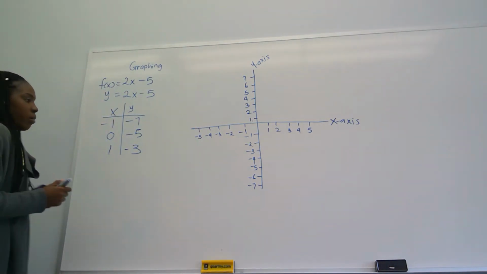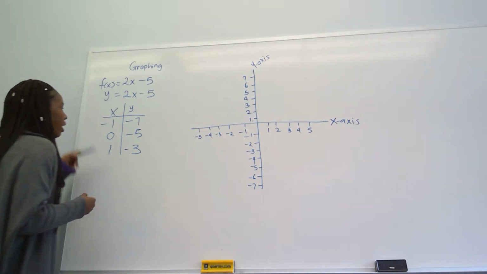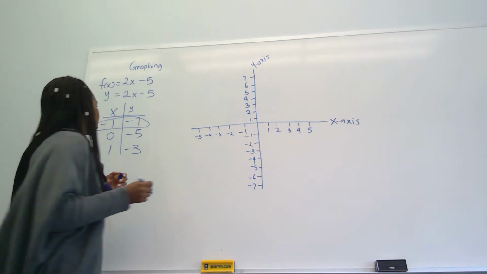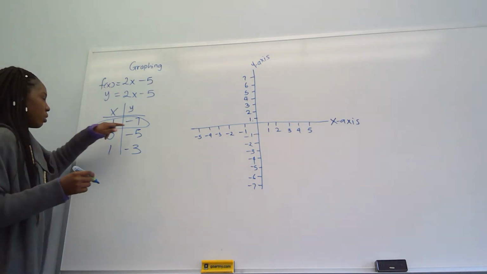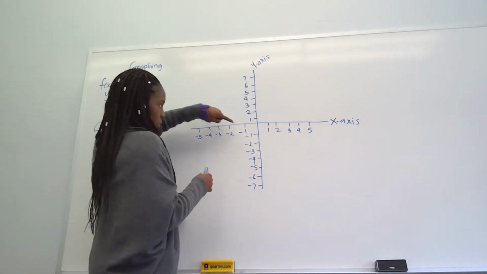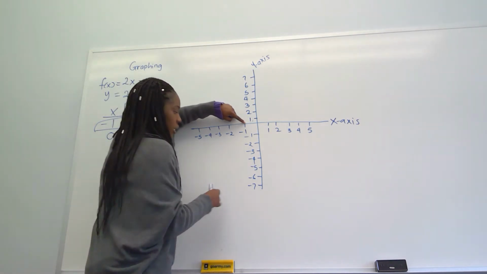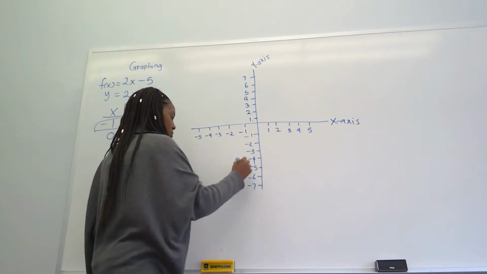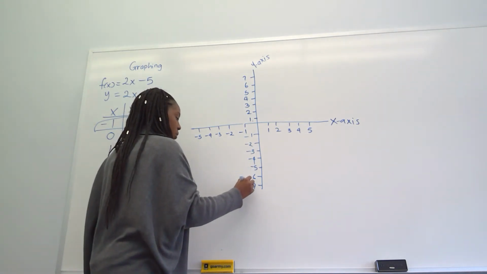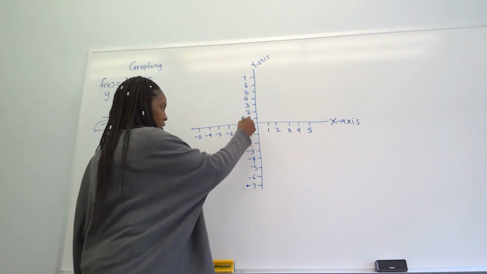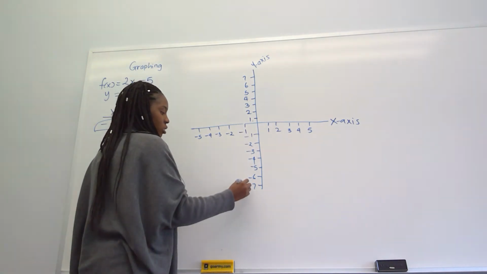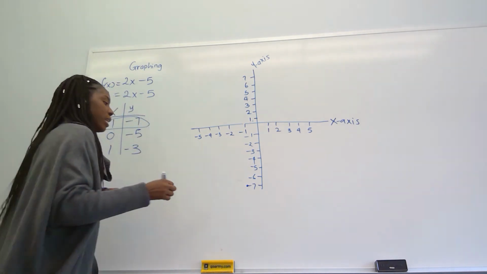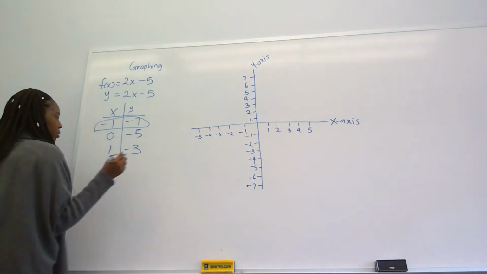So to plot our points, we have -1, -7. So x is -1, and y is -7. This is where x is -1, and this is where our y is -7. So we just put our point where they meet. So -1 goes all the way down here, and -7, this is where they meet. And that's going to be our first point.